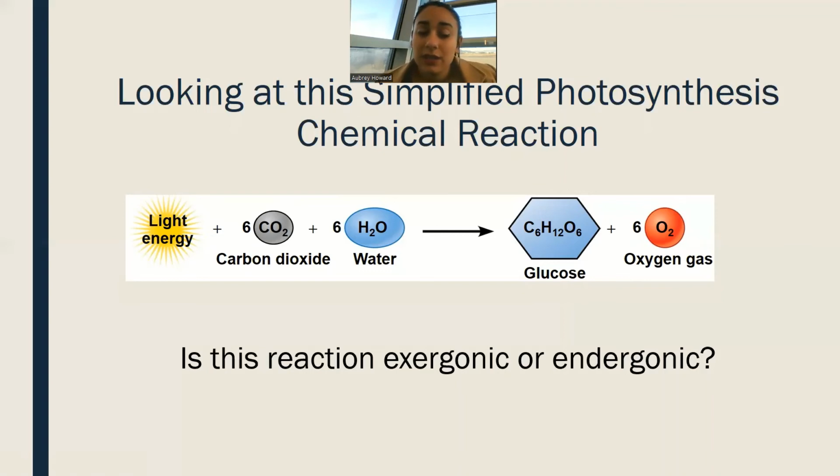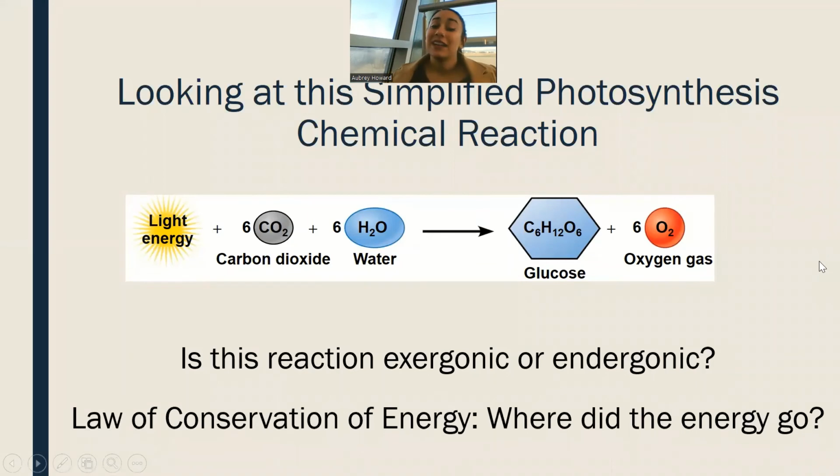So exergonic, the energy exits, and endergonic, the energy enters into your products. So here you can see that we have our light energy in our reactants. And then for our products, we don't have the production or release of energy. So this particular chemical reaction of photosynthesis is endergonic. We had that light energy entering into our products here.